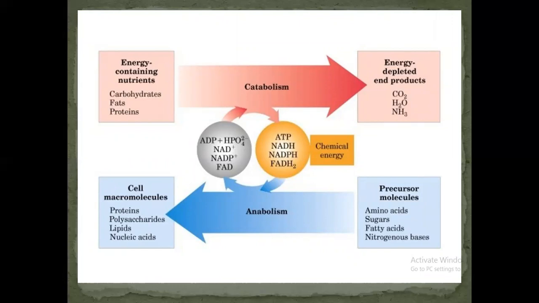Okay, what are the nutrients or diet categories in which these high energy compounds are present? In our diet, in carbohydrates, in fats, and in proteins, all the categories of nutrients which we take contain these high energy compounds, meaning phosphate group containing compounds. Whenever there is catabolism, the breakdown of these nutrients, the carbohydrates, fats, and proteins, energy will be released. Energy will be captured by the utility of ADP, NAD positive, NADP, and FAD. These will be converted into ATP, NADH, NADPH, FADH2. By the breakdown of these carbohydrates, fats, and proteins, the end products we will have are carbon dioxide, water, and nitrogen.